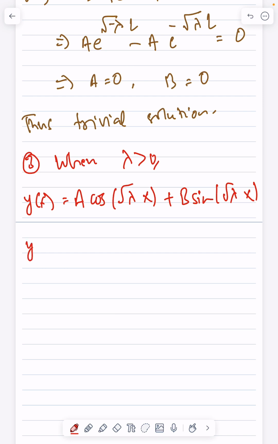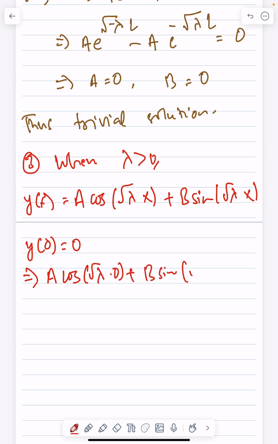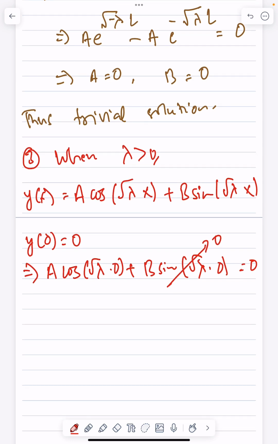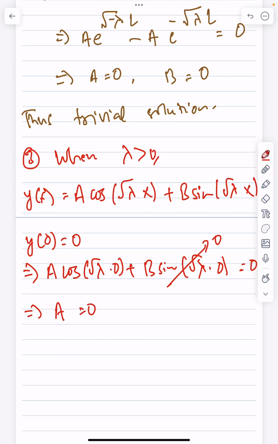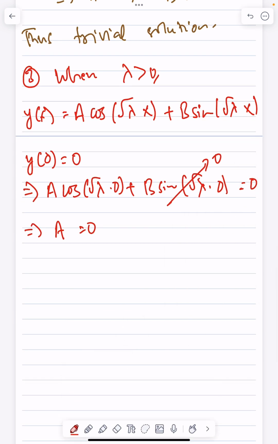Now y of 0 is equal to 0. Then we get a cosine. If you put 0 in, we get a cosine of square root of lambda times 0 plus b sine of 0. Cosine of 0 is 1, and sine of 0 is 0, so this entire second part goes to 0. Similarly, from here we get a equals 0.